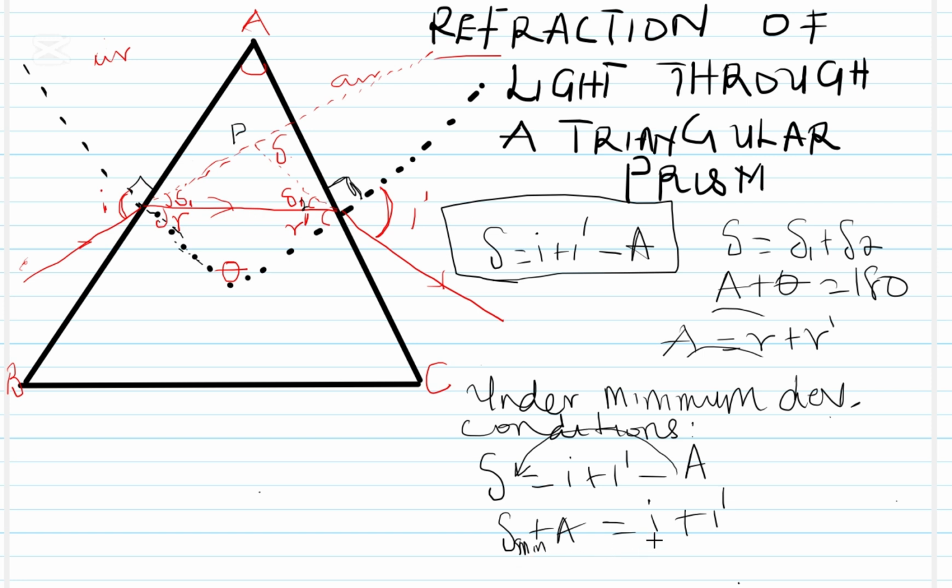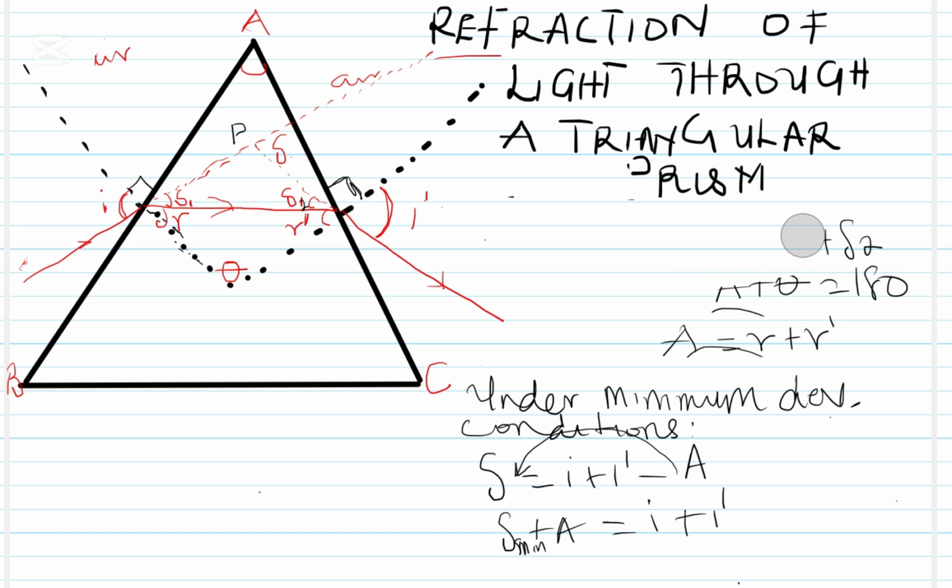We now have to understand that whenever we are experiencing minimum deviation in a triangular prism, the angle of incidence is equal to the angle of emergence. Under minimum deviation conditions, the angle of incidence is equal to the angle of emergence, but under normal deviation conditions, the angle of incidence is not equal to the angle of emergence, which is in this case, I is not equal to I prime. But under minimum, they are both equal. So what we're going to do right now is replace this I prime with an I. Since they are the same, we do a replacement.